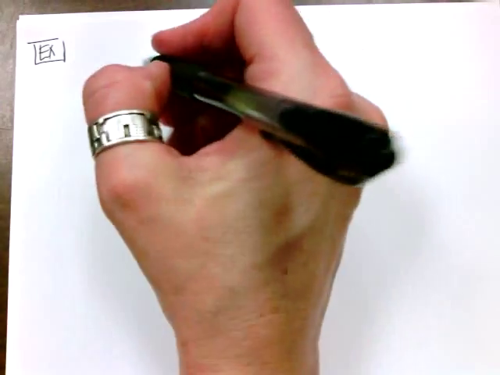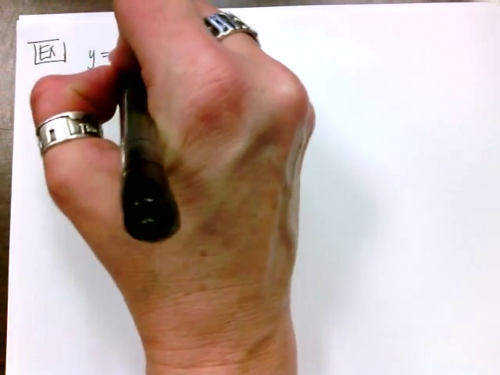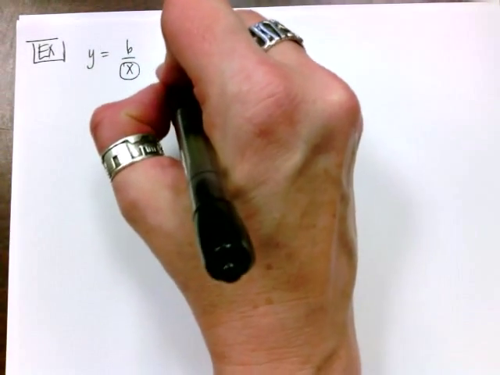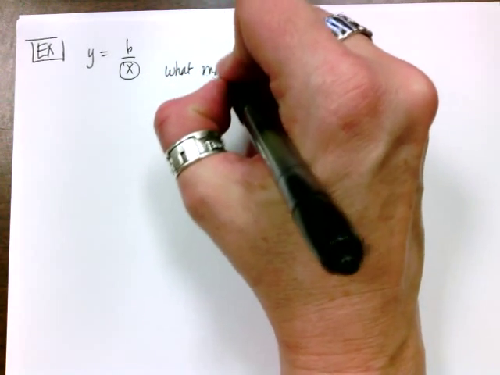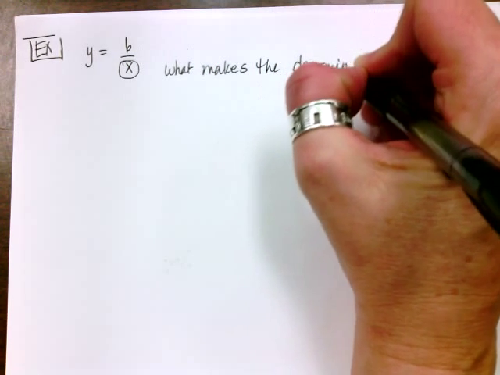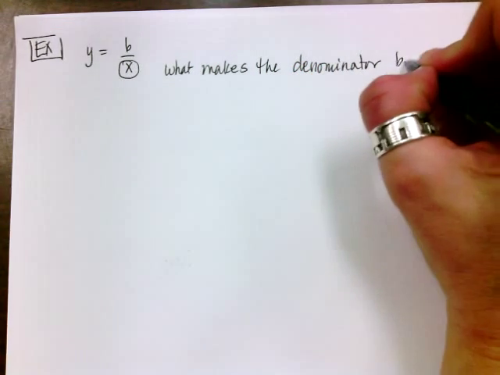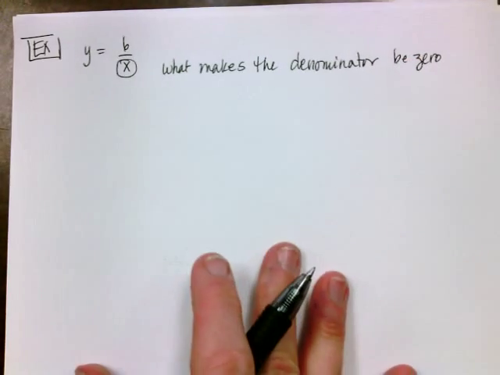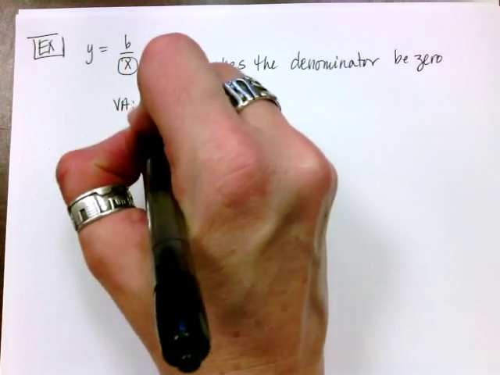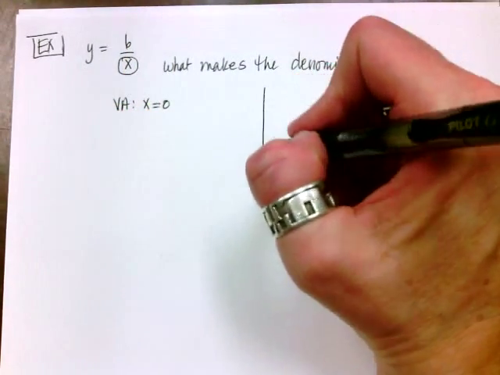Here are some examples of vertical asymptotes. Let's say I had the graph y is equal to 6 over x. I look at the denominator and I want to know what makes the denominator be 0. Because if the denominator is 0, the world explodes. So in this particular case, my vertical asymptote is just going to be x is equal to 0.